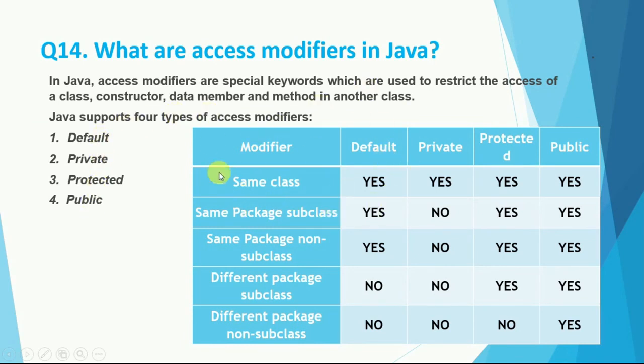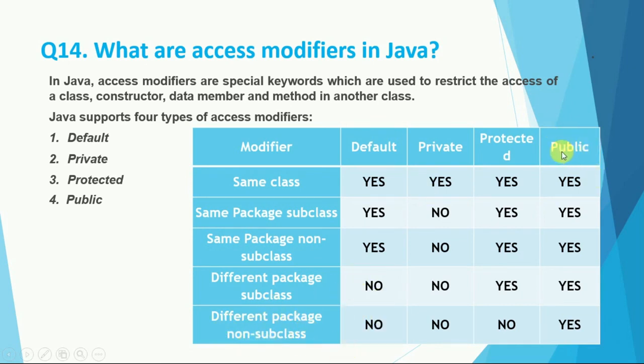With respect to different accessibility: same class, same package, subclass. If we talk about the default access modifier, within the same class it is accessible, and in the same package subclass it is also accessible. In the same package non-subclass, it is accessible. In a different package subclass, it can't be accessed, and in a different package non-subclass, it also can't be accessed.